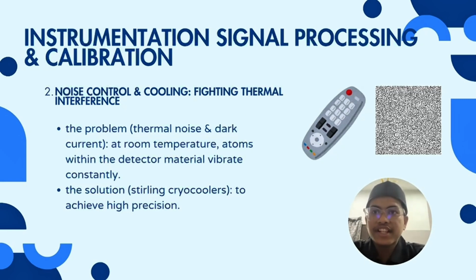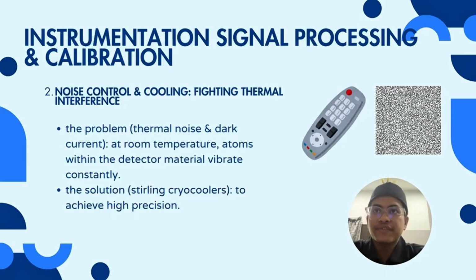Because infrared radiation is essentially heat, these sensors are highly susceptible to thermal interference, often caused by the device's own internal temperature. At room temperature, the atoms inside the detector materials are constantly vibrating. This thermal energy causes electrons to break free, even when no external light is hitting the sensor. This unwanted electrical signal is what we call dark current. In real-world terms, dark current creates a massive amount of background noise, which completely masks the actual IR signal we are trying to measure.